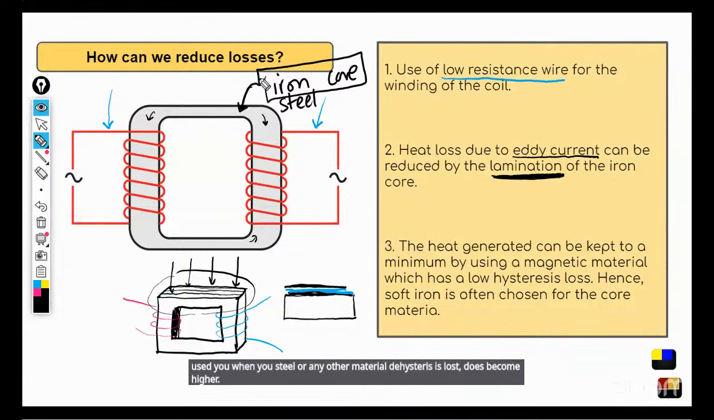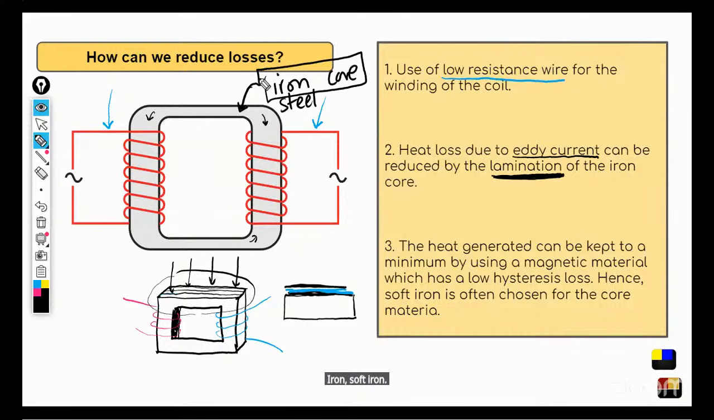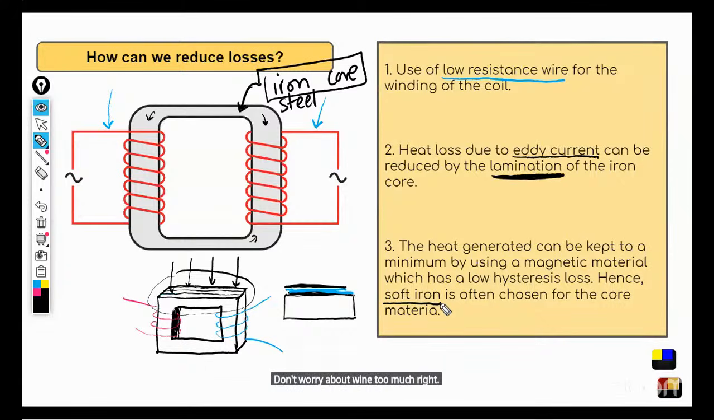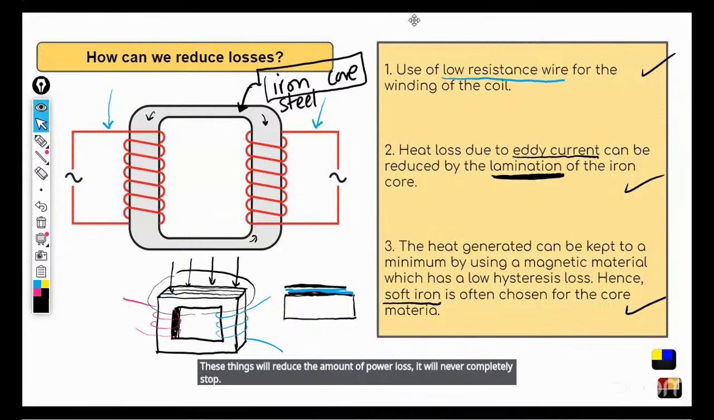Iron, soft iron, as some would call it. If you just say iron, the best way is to say a soft iron core. Make sure you use the word soft. Don't worry about why too much, right? Just know that soft iron has the least amount of hysteresis loss. Make sure you have all three things now, right? These things will reduce the amount of power loss. It will never completely stop the power loss, but it will reduce it.